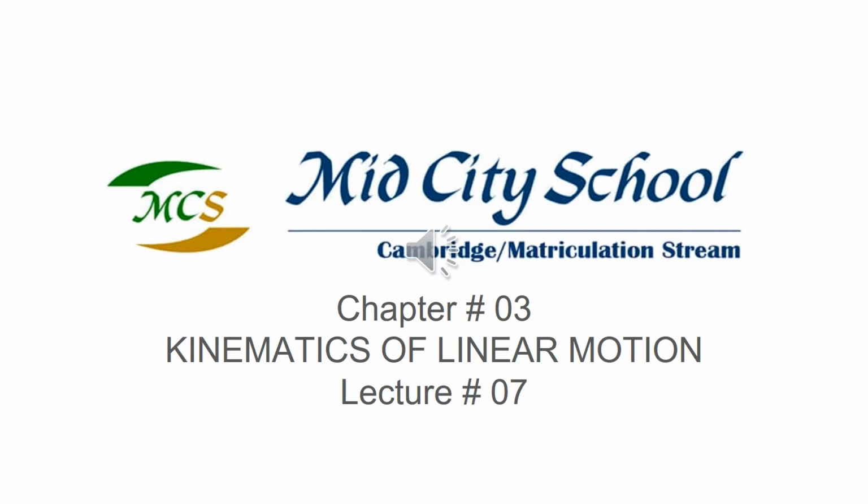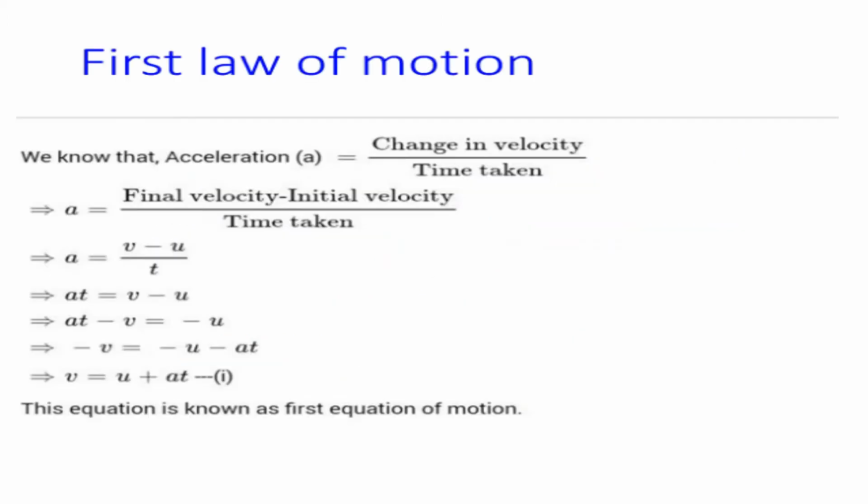We started chapter number 3 and we discussed rest and motion. We also discussed different types of motion along with scalar and vector quantities. We discussed distance, displacement, velocity, acceleration, and in today's class we are going to start the equations of motion. So now we are going to derive the simple equations of motion for bodies traveling along a straight line with uniform acceleration.